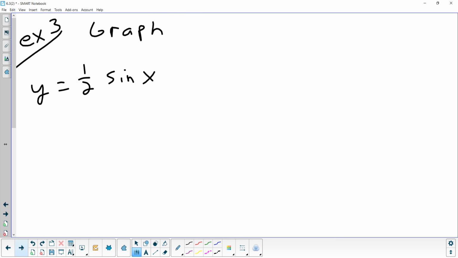Okay, let's try this one. y equals 1/2 sine x. All right, so the first thing I want you to tell me here is the what are you doing and the where are you doing it. So what operation am I doing here? Yeah? So yes, it is going to compress, but what arithmetic operation are we doing that's going to cause that?